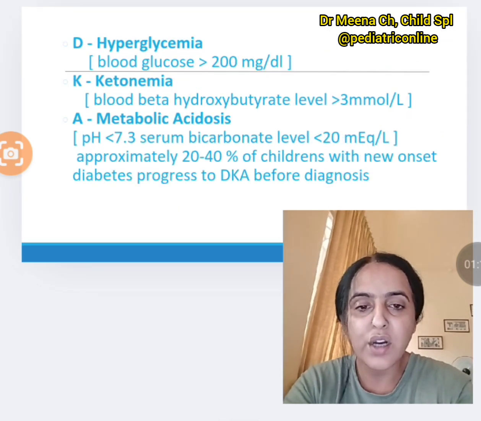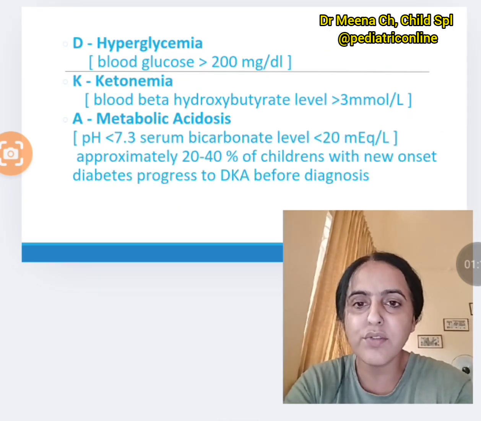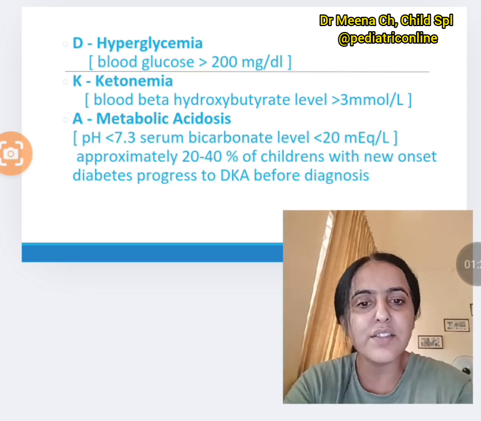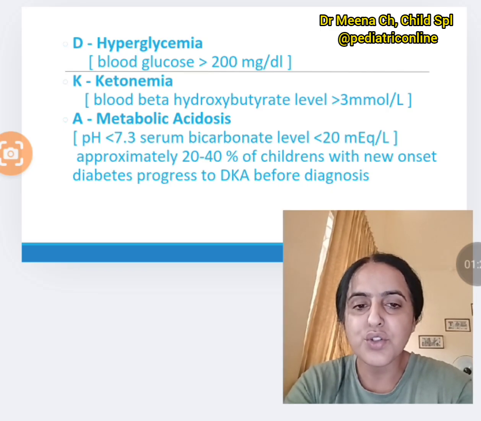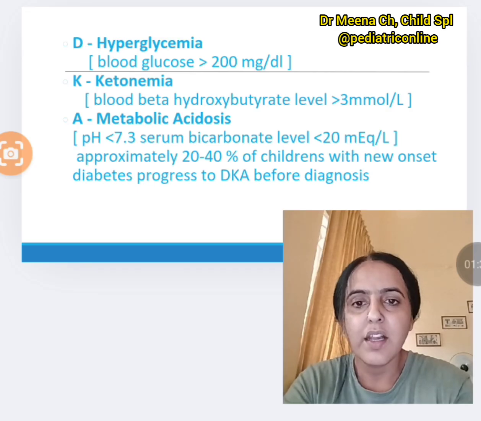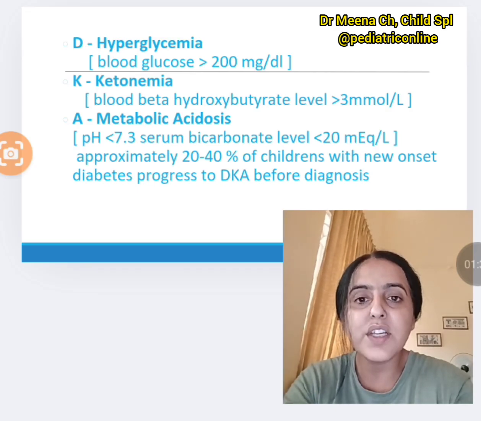Now, what are the key features of diabetic ketoacidosis? It is DKA, diabetic ketoacidosis. So diabetes means there is an increase in the sugar level. So there is hyperglycemia. And what is the level of blood glucose? The blood glucose has to be more than 200 milligram per deciliter. And K is ketonemia. So there is ketonemia.